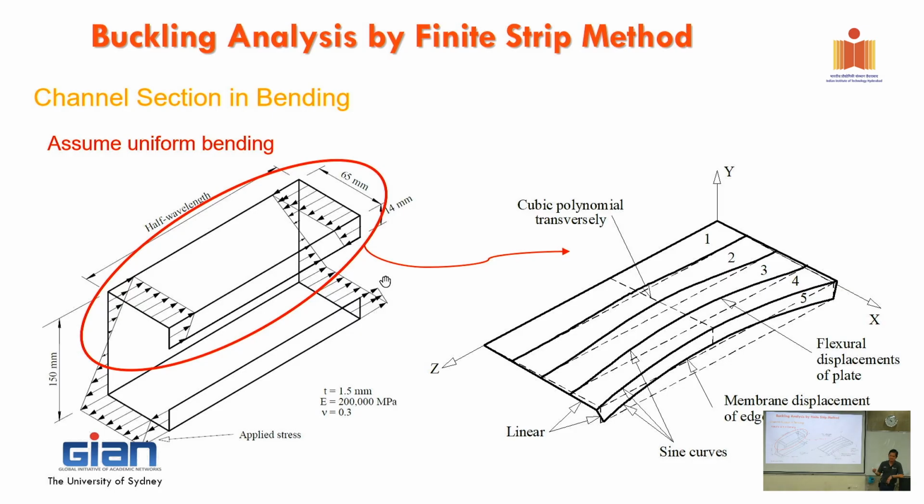So finite strip was developed first by Professor Y.K. Cheung. Have you heard about him? He's one of the professors from Hong Kong, but he spent all his life in Australia, at the University of Adelaide, and he's the first one to develop the finite strip method. He got a very famous book published in '76 or something. If you're interested, you can look it up and learn a bit about finite strip.